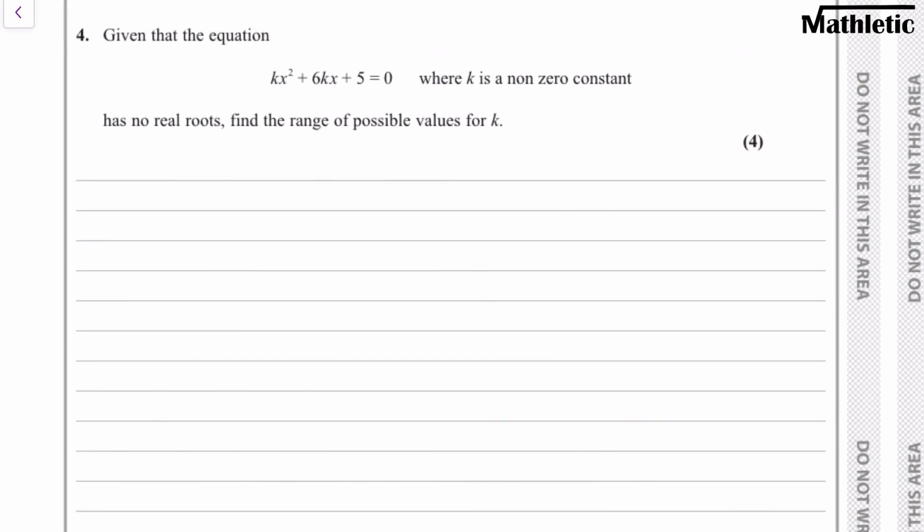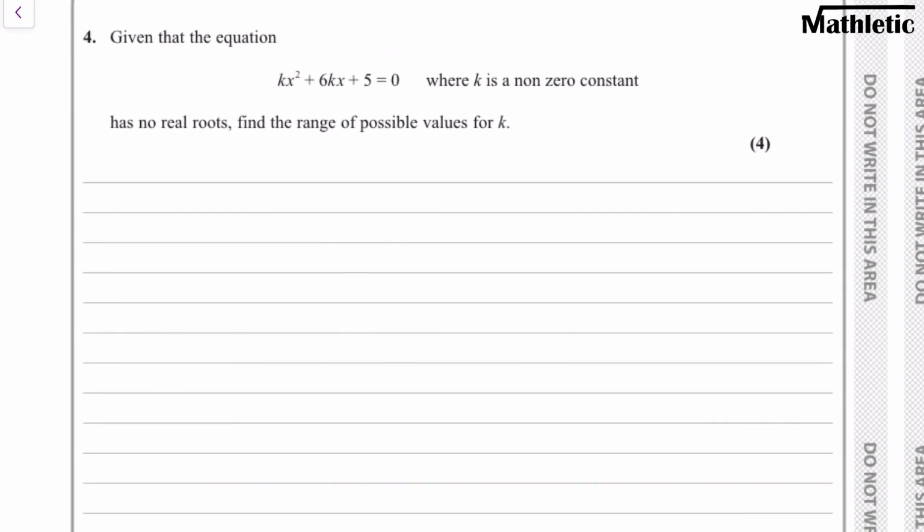Next we have number 4. This is a quadratic equation where the coefficient of x square is a, the coefficient of x is b, and the constant term without any x is c. It's already mentioned that the equation has no real roots. So for no real roots, b square minus 4ac is less than 0.